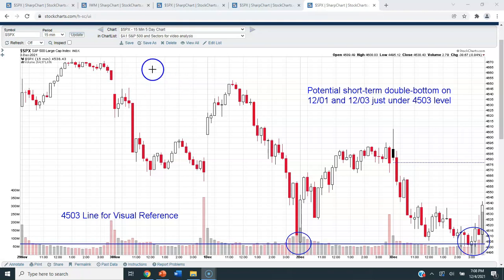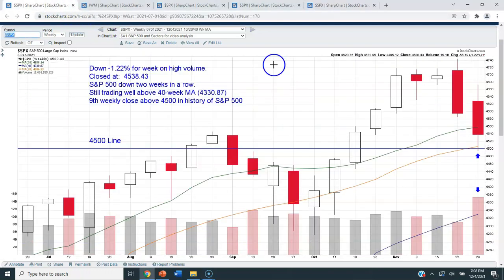Now, we will come back to this chart in just a couple of minutes, but I want to move over to a weekly candlestick chart of the S&P 500, and we'll get a big picture view of what happened in the market, and then we'll work our way down to the shorter time frames. The first thing we want to look at here is a weekly candlestick chart of the S&P 500 that starts in the first week in July. So we're just looking at the last half of 2021 so far.